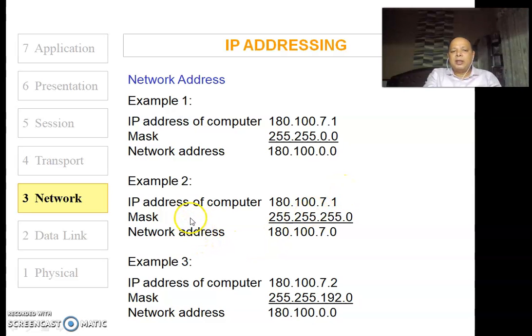If the IP address is 180.100.7.1 and the mask is 255.255.255.0, then you get the network address 180.100.7.0. Yet another example you can see in 3. If the IP address of the computer is 180.100.7.2 and the mask is 255.255.192.0, then the network address you get is 180.100.0.0. So in this way, depending on the mask, you get the network address of the computer.